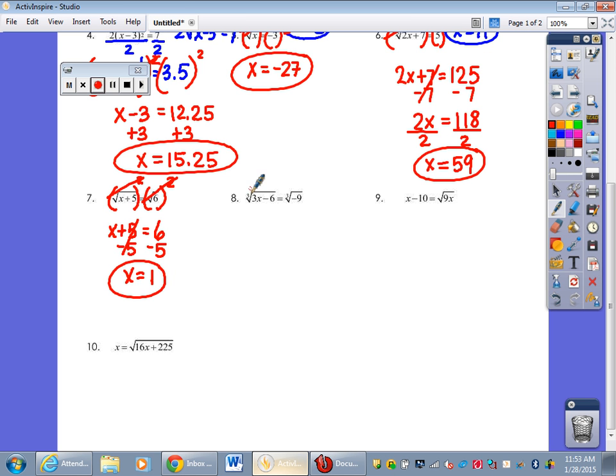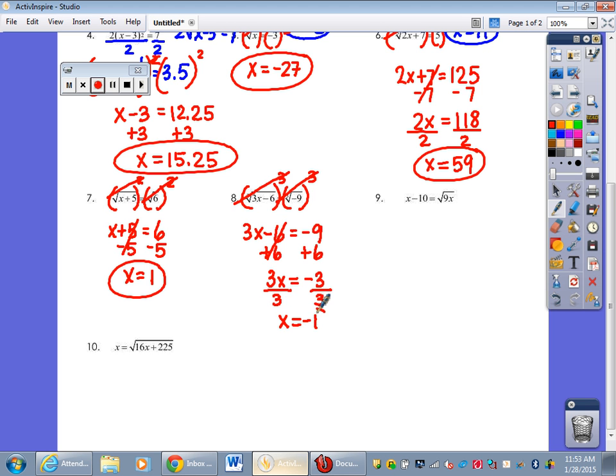Over here, since it's cubed root on both sides, I'm going to do the opposite, which is cubing. That's going to cancel that, and it's going to cancel that. You have 3x minus 6 equals negative 9. You add 6 to both sides, and you have 3x equals negative 3. And you divide by 3, and x is equal to negative 1.